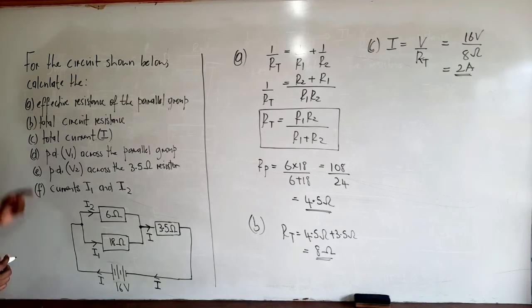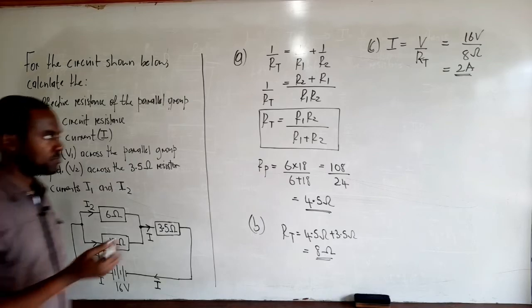Good? Now let's look at part D, the PD V1 across the parallel group.